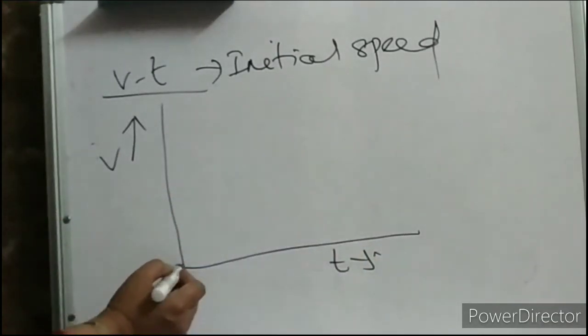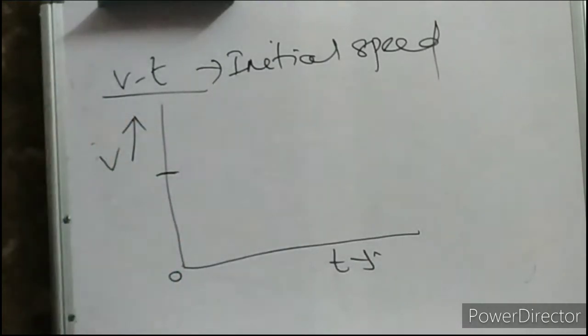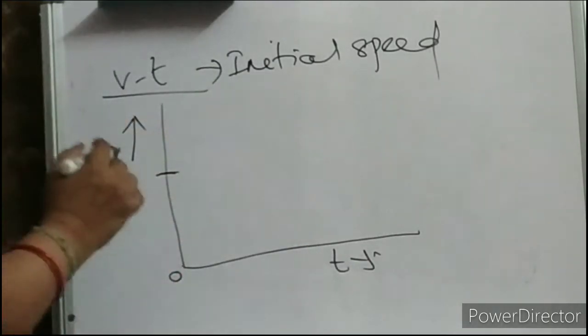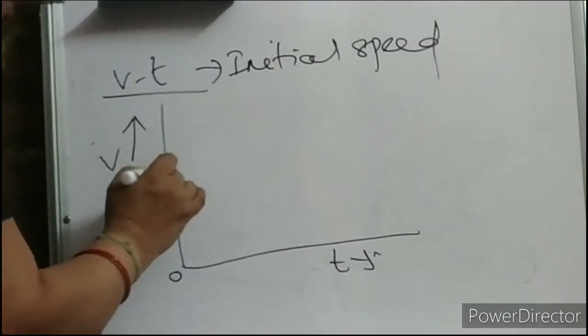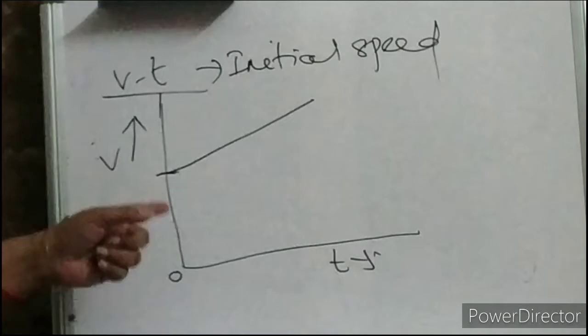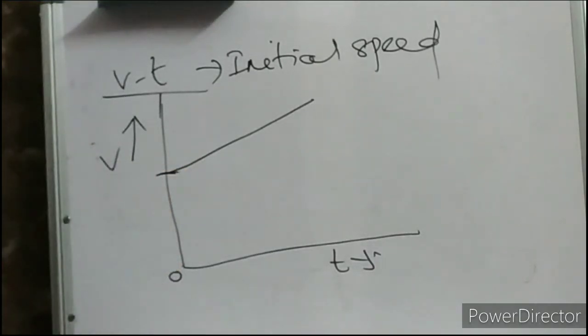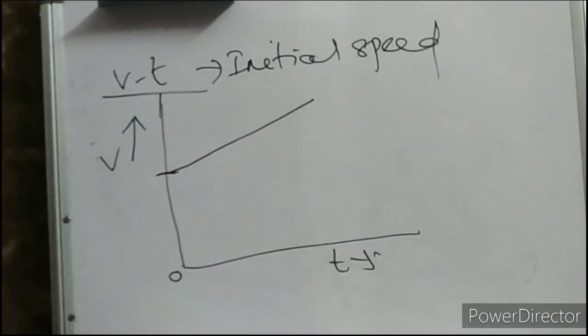It has starting point at 0 time, so there is some velocity and it is uniformly accelerated. Speed is increasing uniformly. That means you will get a sloping upward graph like this. Is it clear, children? So this is your VT graph when there is some initial speed. 20 meter per second, 30 meter per second, some value is there.